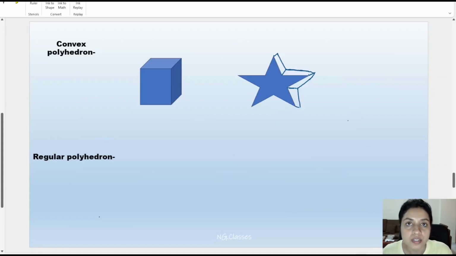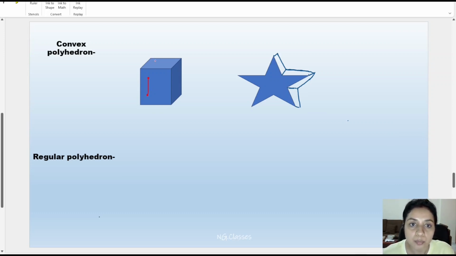And here we will discuss a few terminologies related to polyhedrons. The first one is convex polyhedron, which says when we take any 2 points on the surface of the polyhedron, let's take 2 points on any surface and let's join them, the line segment joining the 2 points must lie in the interior part of the polyhedron. Such a polyhedron is called a convex polyhedron.